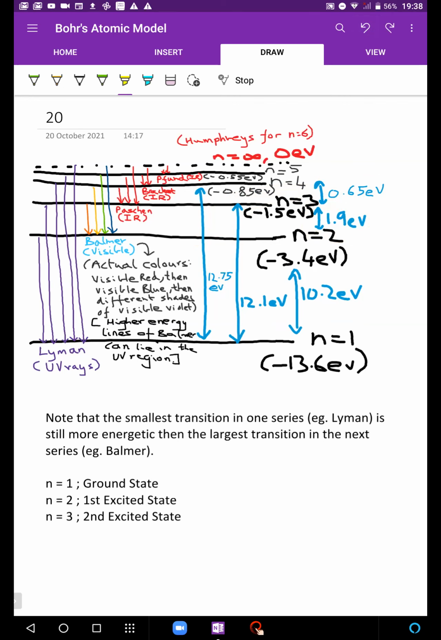Talking about the Lyman series, the Lyman series is the ones where a transition, the atom excites, the electron jumps from a higher orbit to the first orbit. So when it ends on the first orbit, the series is called Lyman. Okay, so your Lyman lines are 2 to 1, 3 to 1, 4 to 1, so on and so forth.